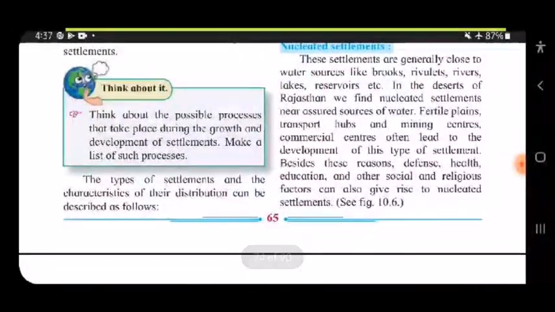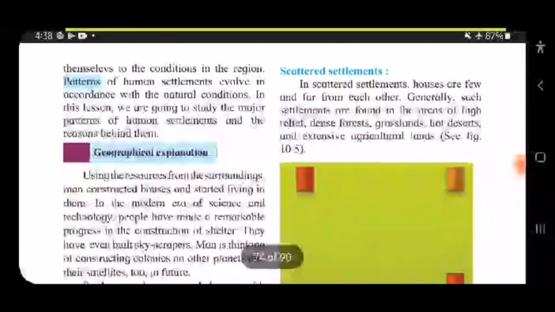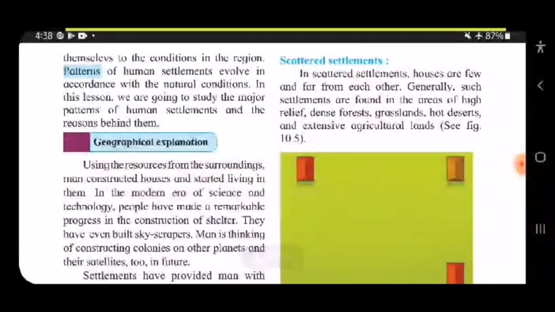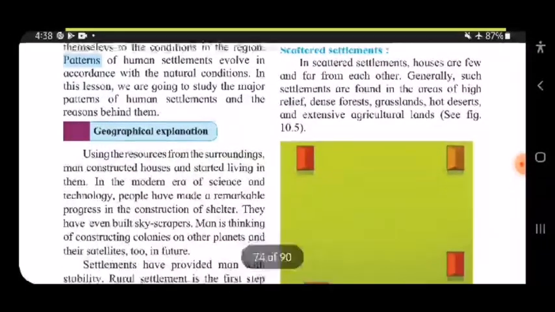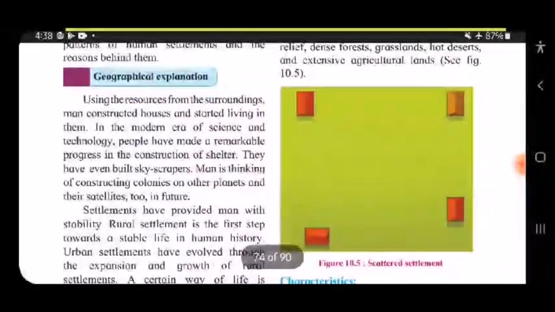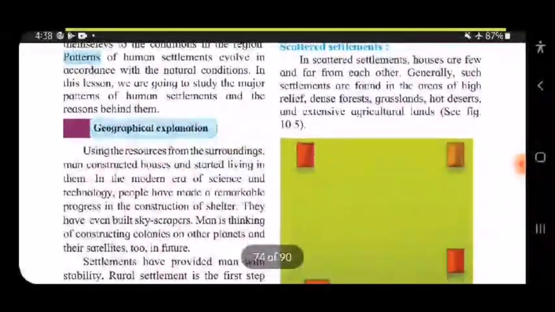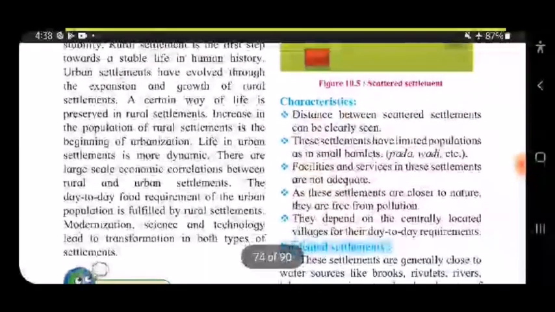So now we learn the types of settlements and the characteristics of their distribution. The first type of settlement we will learn is the scattered settlement. Now in scattered settlements, houses are few. You can see over here, right? Houses are few and far from each other. Generally, such settlements are found in the areas of high relief, dense forests, grasslands, hot deserts and extensive agricultural land. So, in these types of areas, you will get scattered settlement.